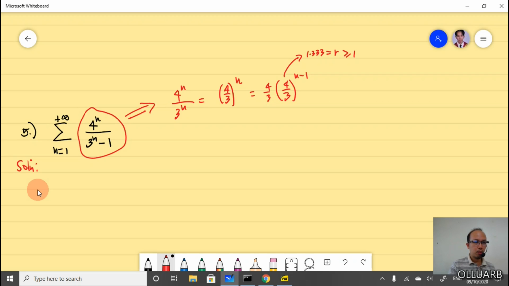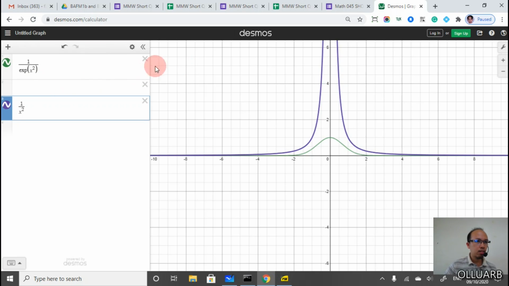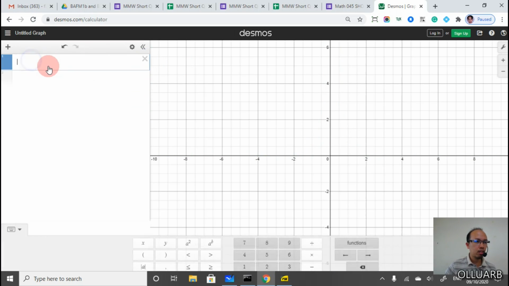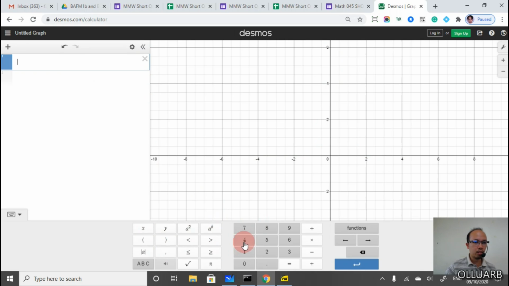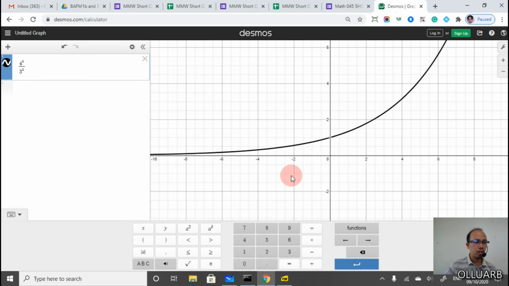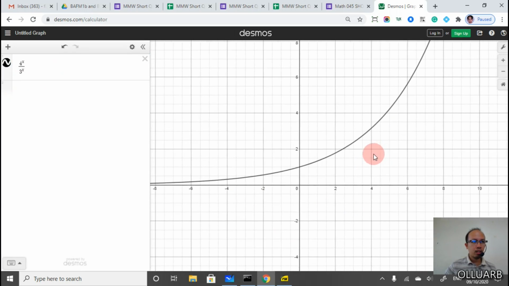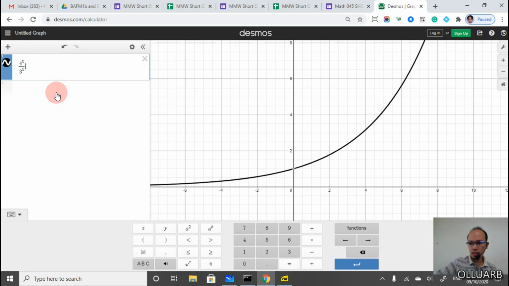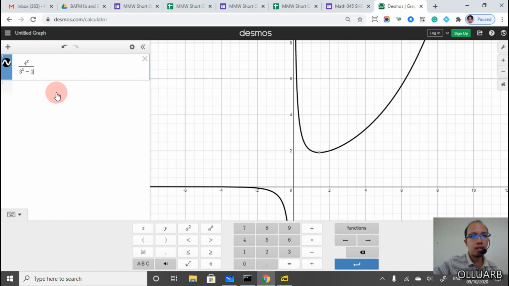So anyway, let's try to compare this series to this one, which is bigger. If you have this, let's try to delete this. Let's compare 4 to the x divided by 3 to the x, 3 to the x minus 1.